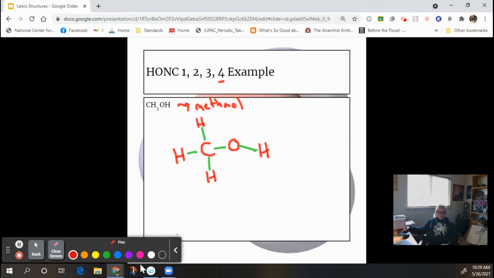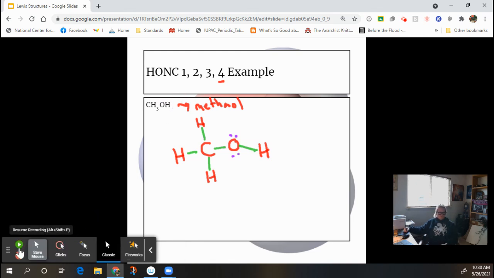Now I can clean this up because I can see that oxygen right now does not have 8 valence electrons surrounding it, and it wants to be like a noble gas. So 2, 4, 6, 8. And that's how I can use the HONC 1, 2, 3, 4 rule in order to draw longer organic compounds without always having to just count out valence electrons.